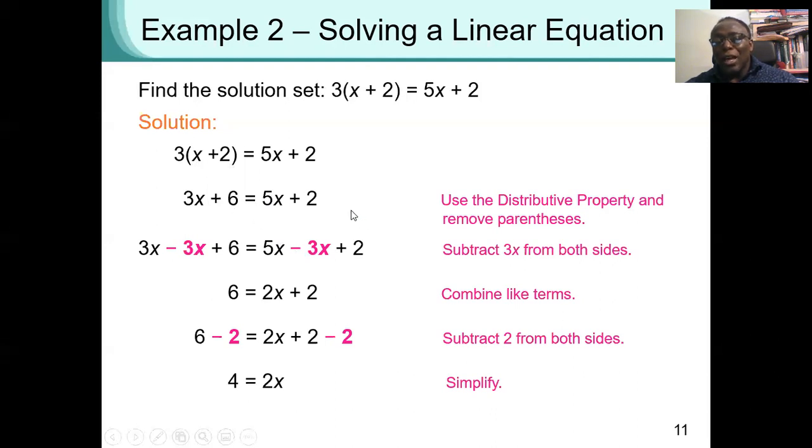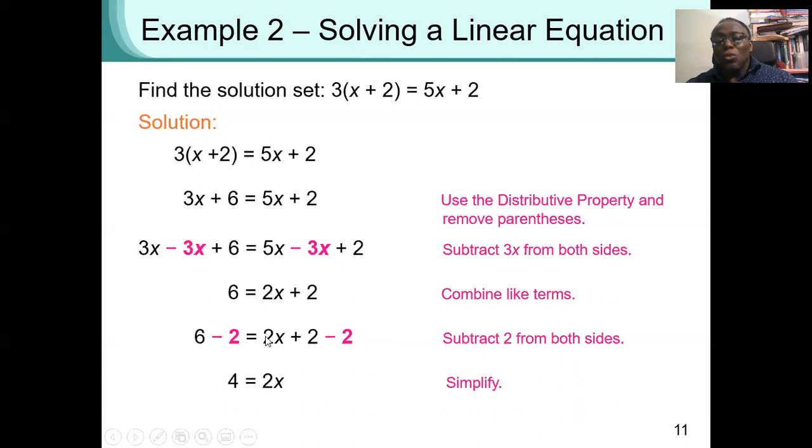At the end, I'm going to get 4 equal to 2x also, because 2x minus 5x will give me minus 2x. 2 minus 6 will give me what? Minus 4. Minus 2x equals minus 4. If I multiply the equation by minus 1, I'll get 4 equal to 2x. That's the fastest way to solve this problem.